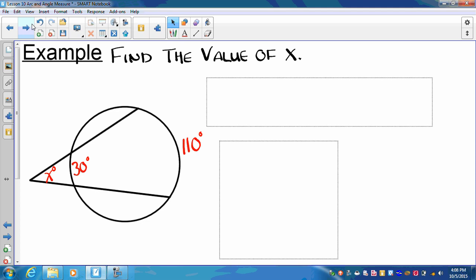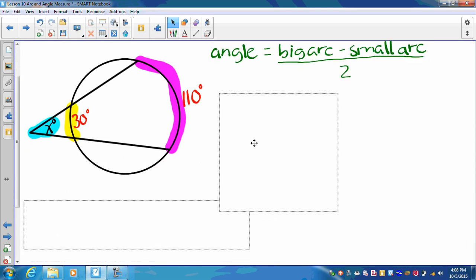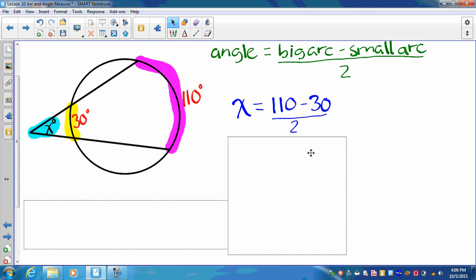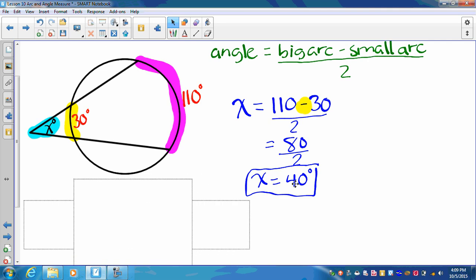Let's go ahead and pause here and try this one. So again, I have a big arc formed by these two secant lines, and then I have a small arc formed. And of course I have an angle here. In this case, x is my angle, and I have the two measures for the arcs. So I start with my relationship. I plug in x for my angle, 110 for my big. We're subtracting. Remember, we're subtracting. 30 is my small. And I get that my angle formed by the two secants is 40 degrees.